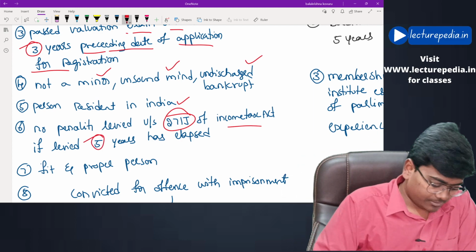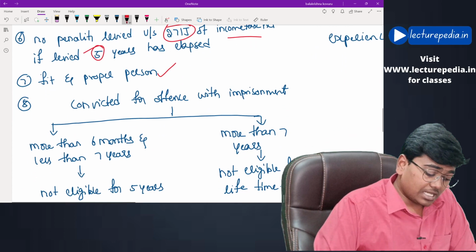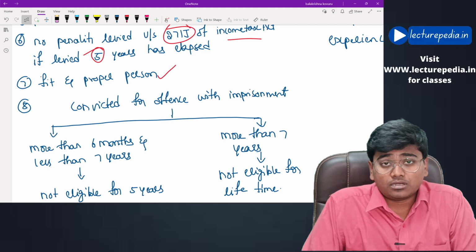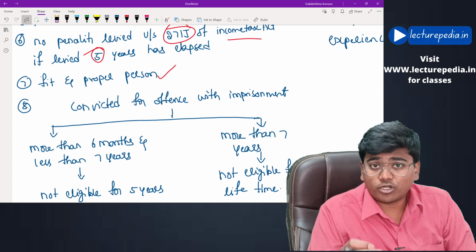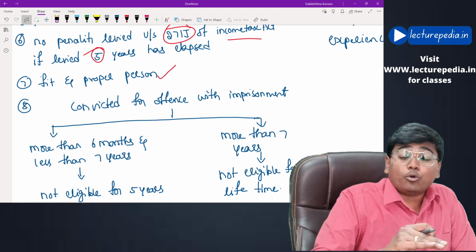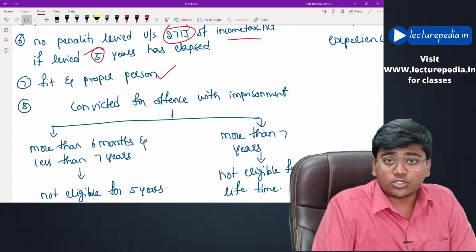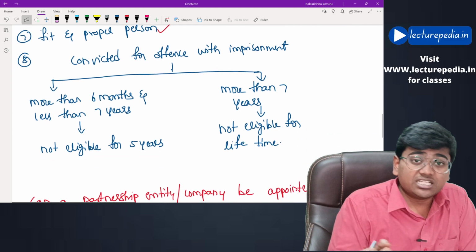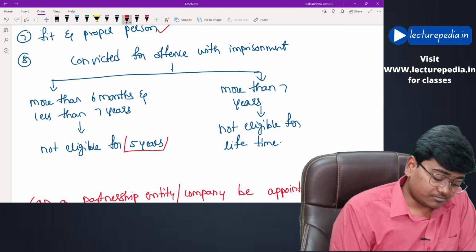So this is clear. Next, such person must be a fit and proper person, and if at all such person has been convicted of any offence involving moral turpitude and imprisonment of more than 6 months but less than 7 years has been awarded to him, then in that case he is not eligible to act as a registered valuer for 5 years.